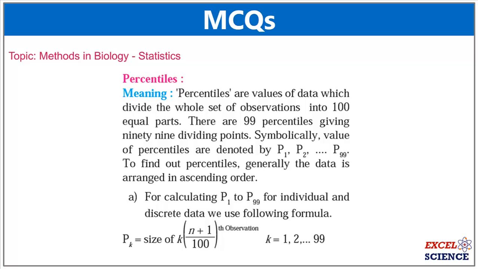For calculating P1 to P99 for individual and discrete data, we use the following formula. Pk is equal to the size of k multiplied with (n plus 1) by 100. As a result, we will get the position of the observation, and that will be our answer.